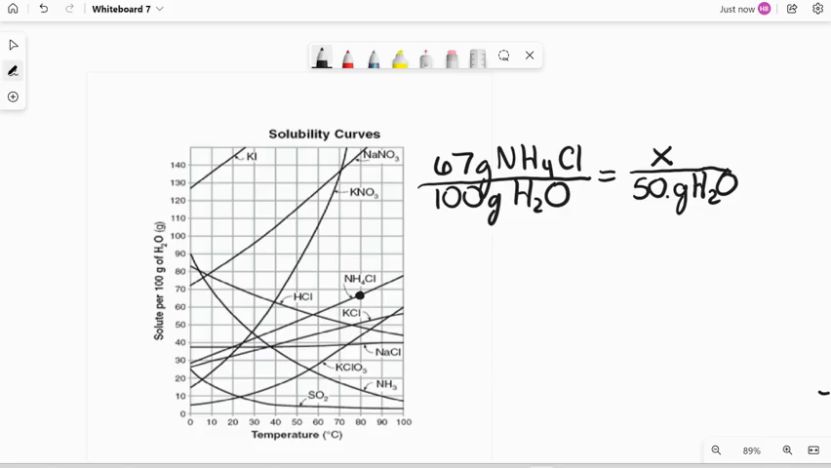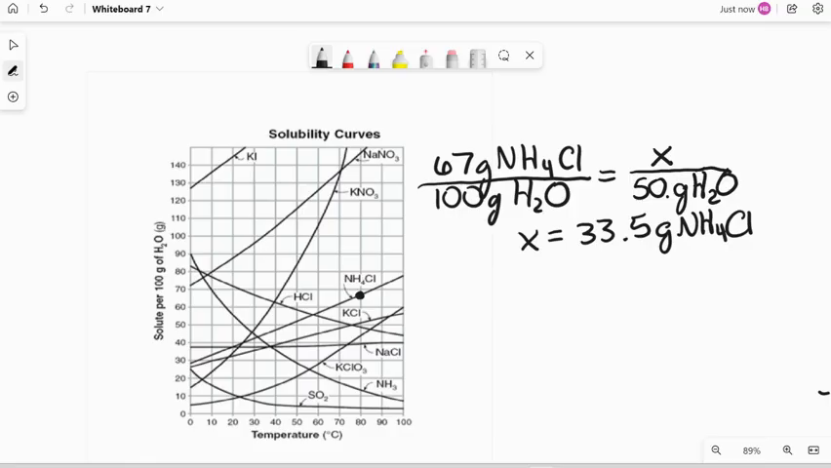Well, just because it's not on the graph doesn't mean that you can't read it. So if 67 dissolves in 100 grams of water, you're going to rearrange this equation and solve for X, and it's going to be 33.5 grams of NH4Cl. So you can also do problems. This is how you would do a ratio. If I tell you to do a ratio, look up this problem. You might want to label it as a ratio problem.